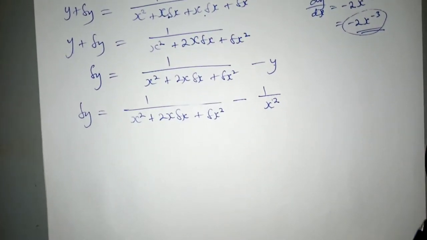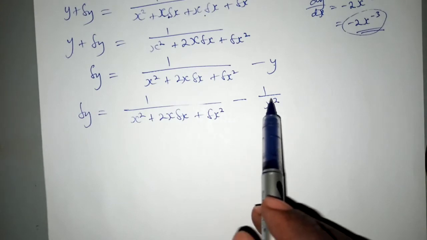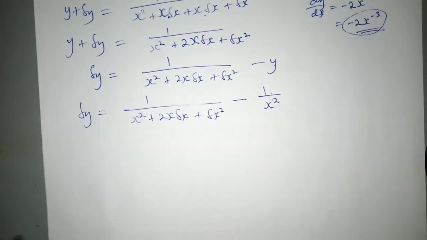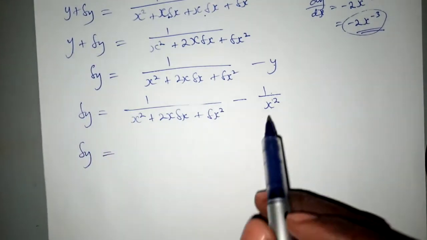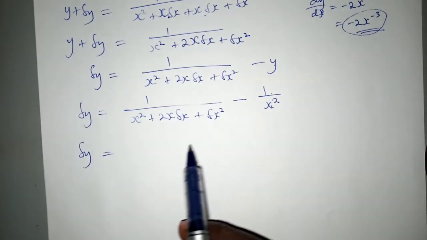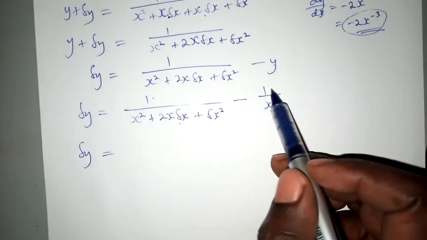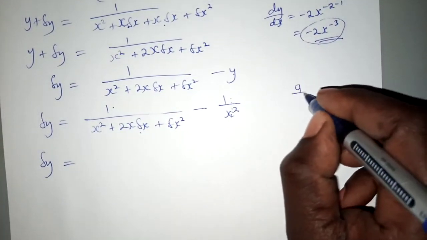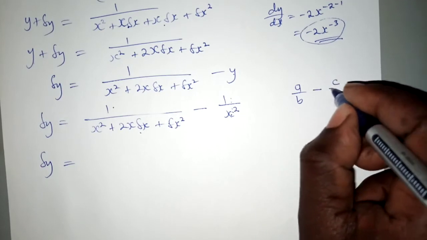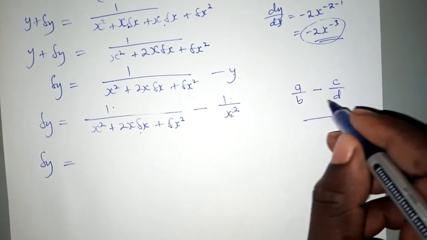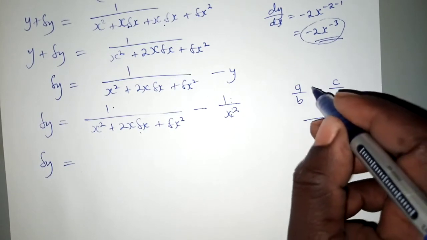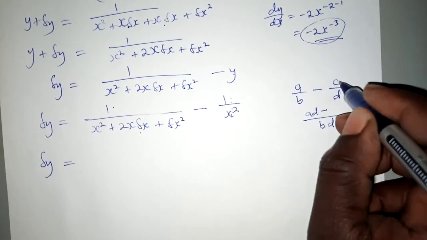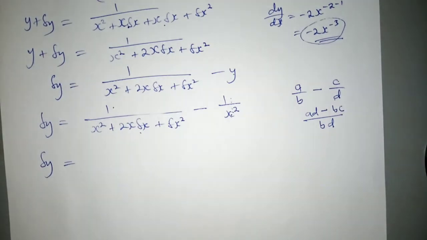So from here, we are going to subtract this from this, or we are going to take the LCM. To take the LCM, we are going to multiply this denominator with this, and multiply this with this. As in, you have something like this: a all over b minus c all over d. So I multiply b by d, bd like this. I multiply d by a, that is ad, minus b multiplied by c, which is bc. So this is exactly what I'm going to do here.